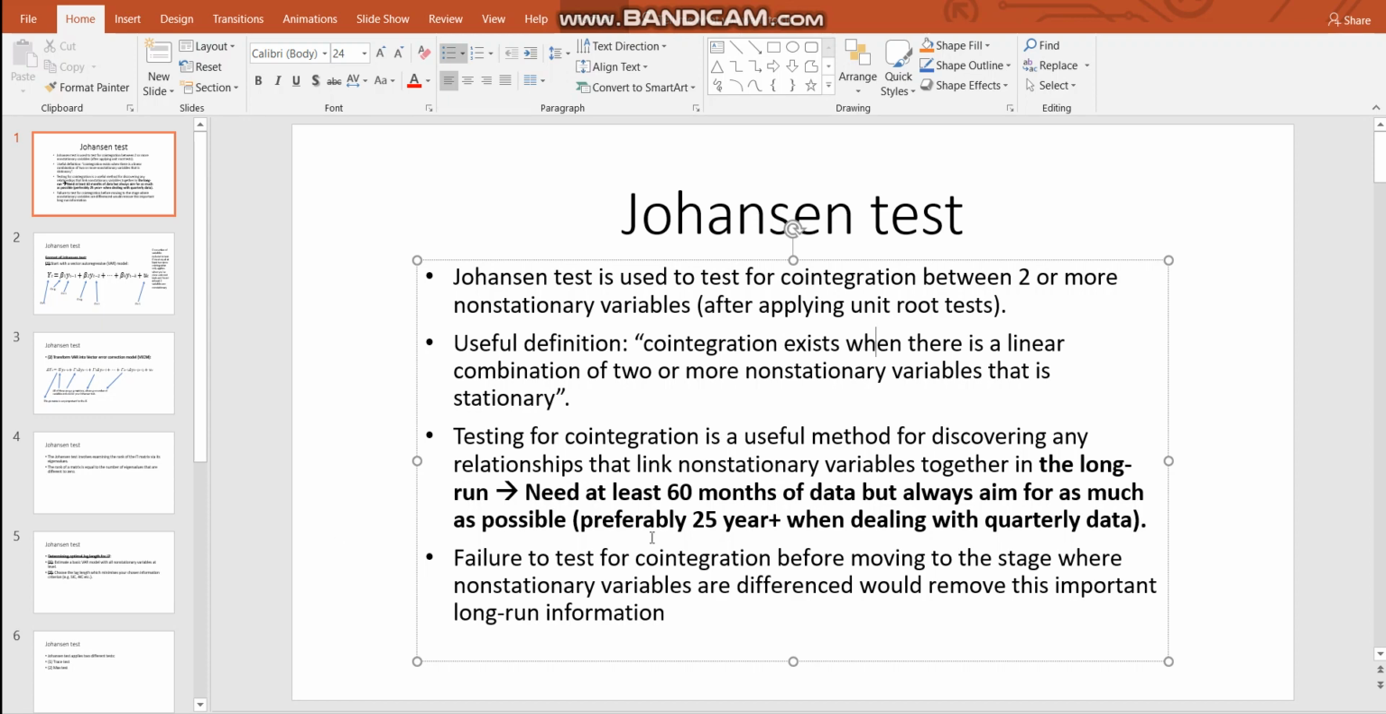So bear in mind that cointegration is very important for the long run information. That's the long run relationships between variables, which would be lost if we were simply to estimate a standard vector autoregressive model, a VAR model, on the first difference of our non-stationary variables. So hopefully that's quite easy to understand. If it's not, I'm sure it will sink in the more you think about it.